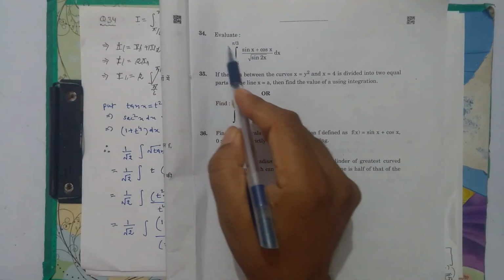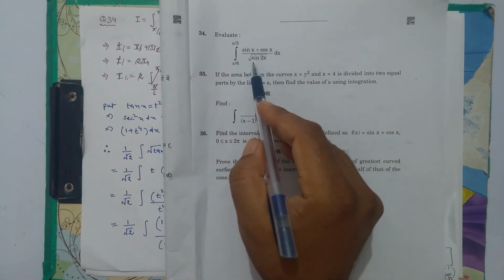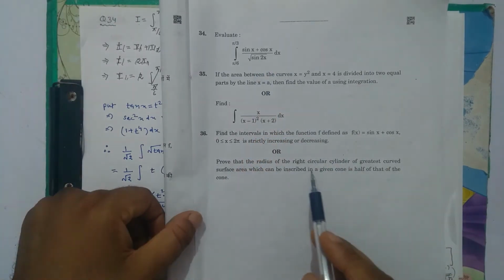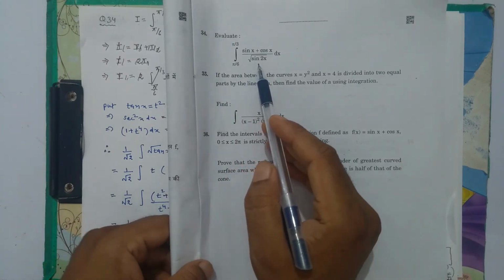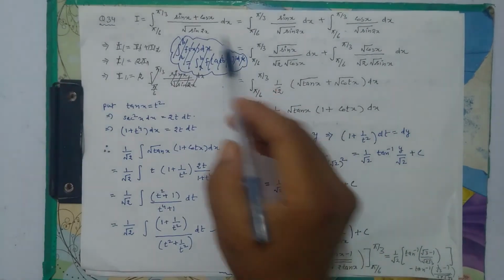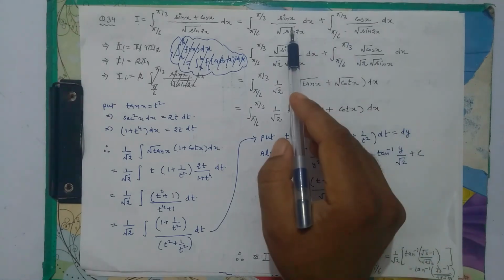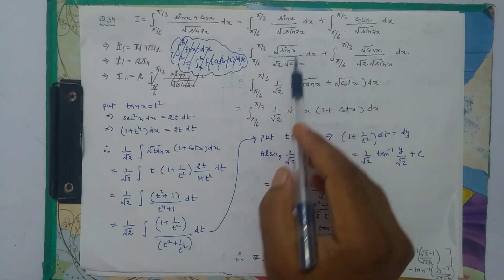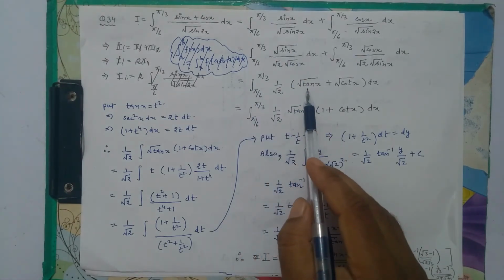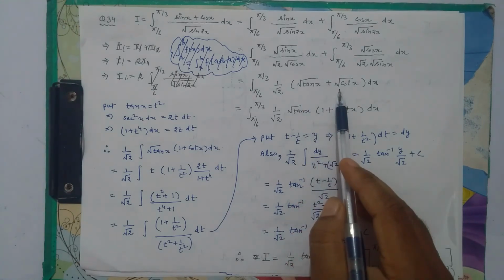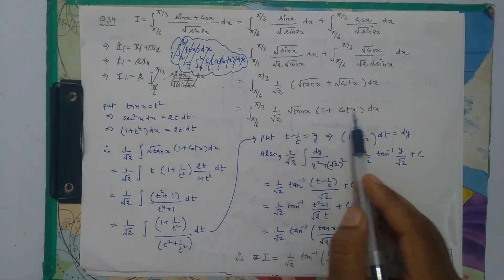Coming to question number 34, limit pi by 6 to pi by 3, sin of x plus cos of x, whole divided by square root of sin 2x dx. Because of shortage of time, as the video is becoming so lengthy, I have solved this on this page. Sin of x plus cos of x, we have divided into two parts. Thereafter, sin 2x in the denominator equals 2 sin x cos x. The integrand becomes square root of tangent x plus square root of cotangent x. Taking square root of tangent x common, we are left with 1 plus cotangent x.